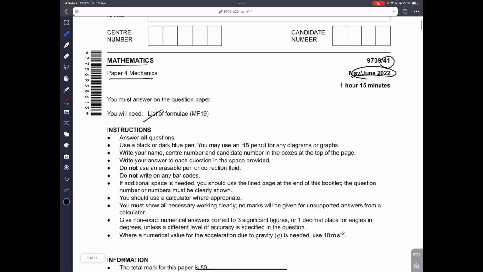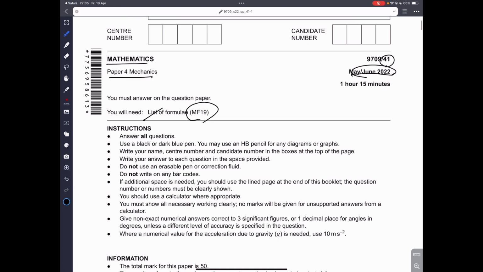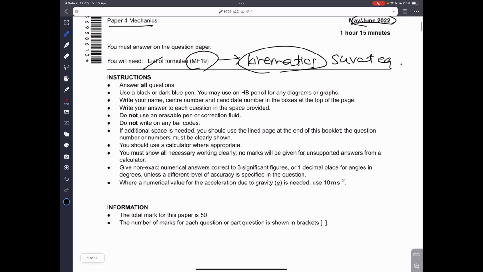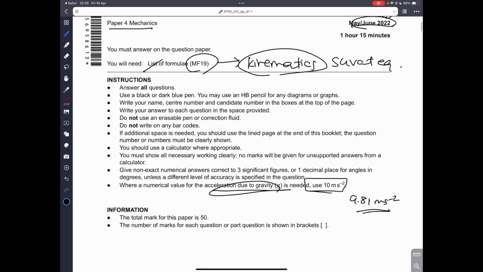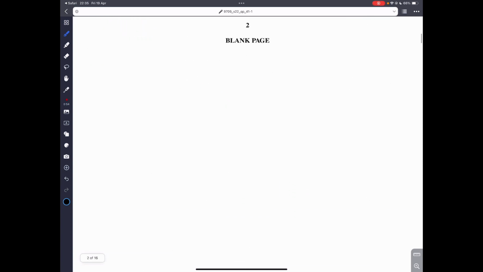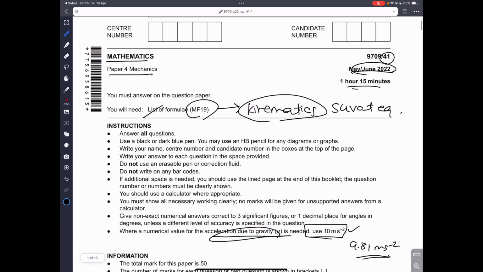They will also give you a list of formulae, the F19. The formulae that you will be given are the kinematics equations. Any other equations will not be given. Also, one thing you need to know is that for the acceleration due to gravity, you have to use g, which is 10 meters per second squared. In physics, you use 9.81 meters per second squared, but in mechanics, you use 10. So that's something you also have to note. We have 1 hour and 15 minutes, so let's get started.